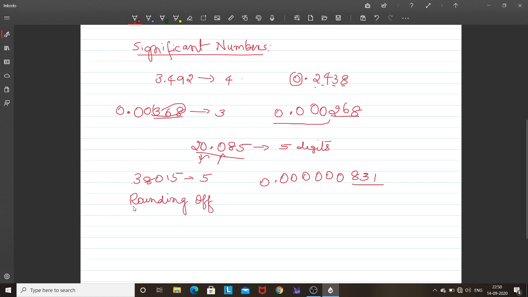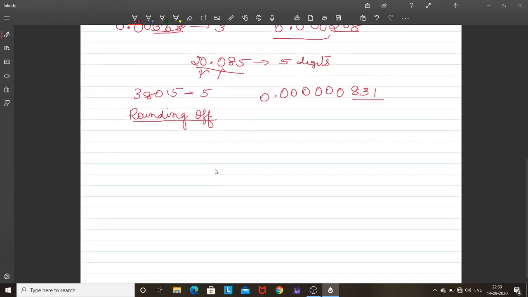Rounding off. We have come across this in our elementary classes. To round up the figures, you are given some numbers, so you have to round them off. So rule 2: you follow certain rules to round up significant figures. Let me see what the rules are.